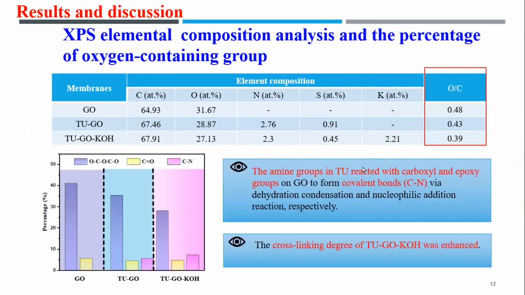And from the analysis of XPS elemental composition and the percentages of oxygen-containing groups, we can see that the amine group in SiO2 reacted with carboxyl and epoxy groups on graphene oxide to form covalent carbon-nitrogen bonds, and the cross-linking degree of the SiO2-graphene oxide potassium hydroxide membrane was enhanced, which is consistent with the Raman and FTIR results.